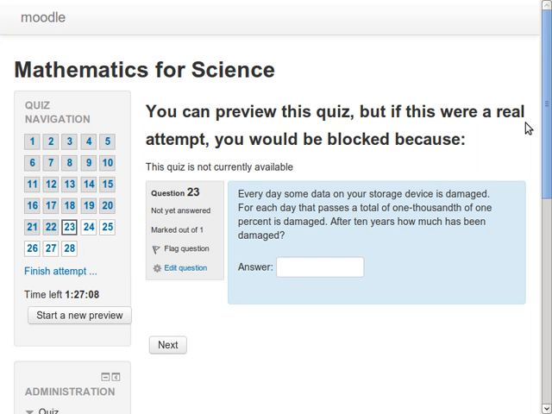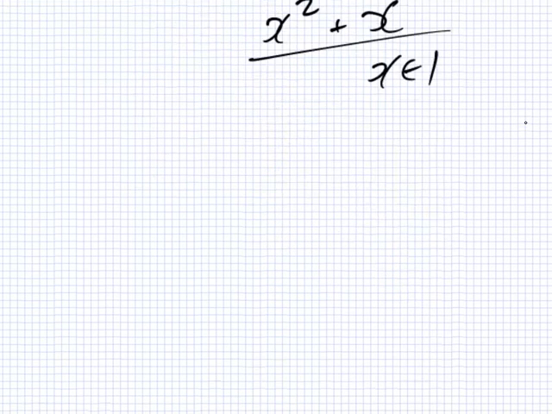I'll just give you a chance to read it before I do it. Every day some data on your storage device is damaged. For each day that passes, 1,000th of 1% is damaged. After 10 years, how much has been damaged? Okay, so let's just get our percentages right first.